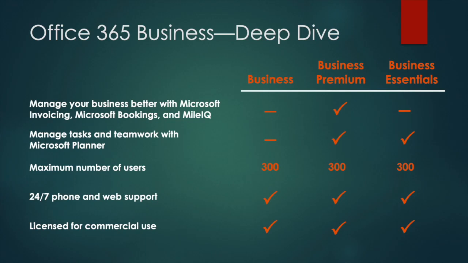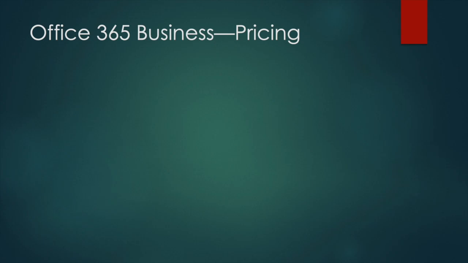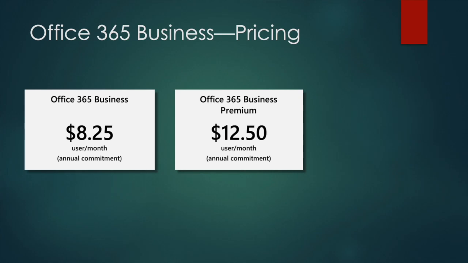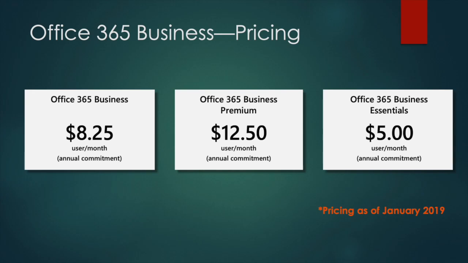So that's a detailed overview of Microsoft Office 365 Business subscription tiers. Let's take a quick look at pricing. As of this recording, the pricing in the United States is as follows. For Office 365 Business, the basic model, it's $8.25 a month. The Business Premium, $12.50, and the Business Essentials is $5. And this is per user per month.